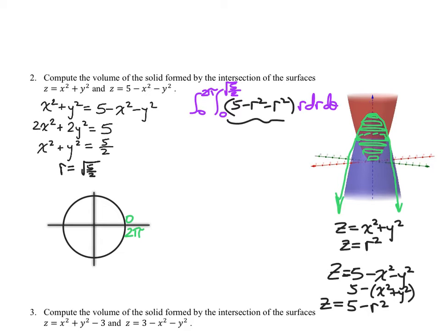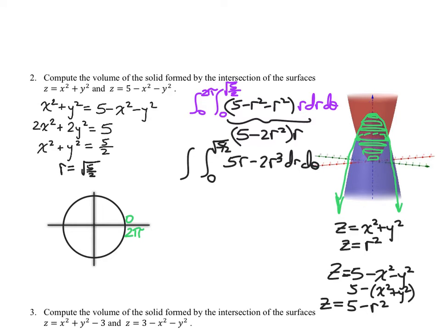All right, so this component here, 5 minus 2r squared times r, in turn becomes 5r minus 2r cubed dr d theta. I like that a lot better because it's just reverse power rule. Increase the power by 1. Divide by the new exponent. Increase the power by 1. Divide by the new exponent.